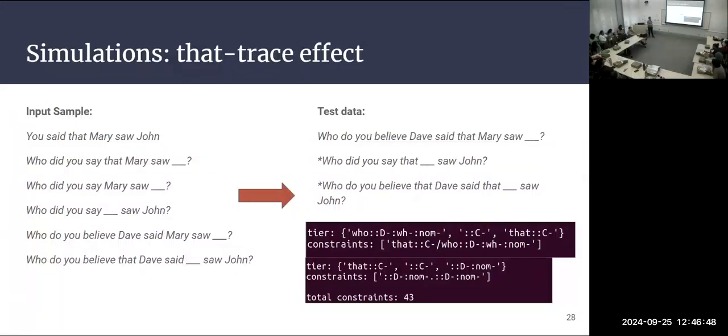And this is where you can see these sentences could get infinitely long, like "who do you believe that Dave said that Mary reported that Peter thinks that whatever saw John." You can imagine extending these forever, and we want our grammar to still make the correct distinction between what's grammatical and what's ungrammatical. So I ran it on these six sentences, and I got out a grammar containing 43 constraints, which I haven't put all of here because it would just give everyone a headache.